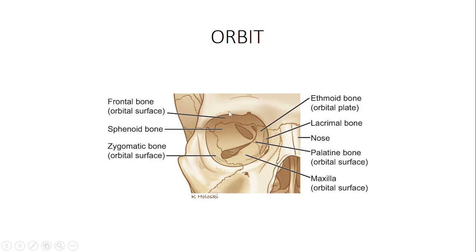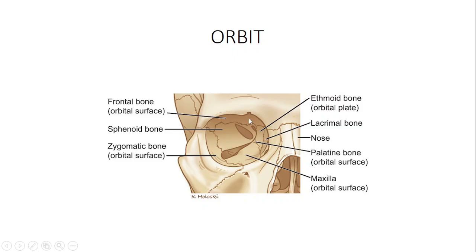So let's talk about the roof of the orbit. What are the major bones that are found there? It is obvious. The frontal bone is found more anteriorly, and as you go more posteriorly, you find the lesser wing of the sphenoid. So these 2 major bones constitute the roof of the orbit. I repeat, we have the frontal bone more anteriorly and then more posteriorly the lesser wing of the sphenoid, constituting the roof of the orbit.